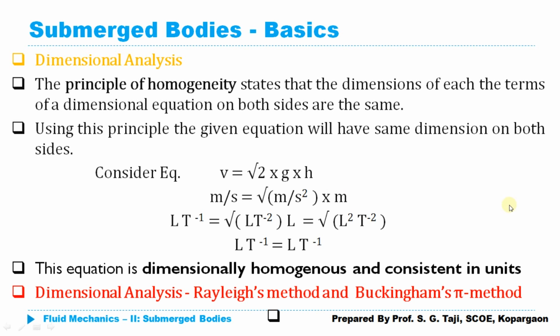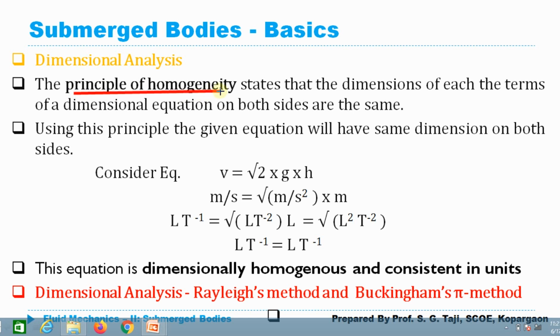For dimensional analysis, we generally make use of the principle of homogeneity. The principle of homogeneity states that if I am considering any equation, and the dimensions on both sides of that equation are the same, then that equation is said to be dimensionally homogeneous. As an example, v is equal to under root of 2gh, the equation of theoretical velocity. If I put the units on both sides, on the left hand side it is meter per second, and on the right hand side the unit of g is meter per second square, and height is meter.